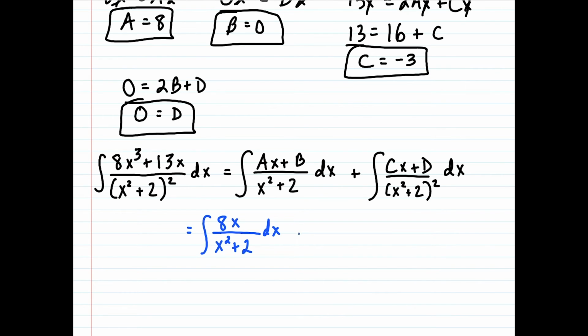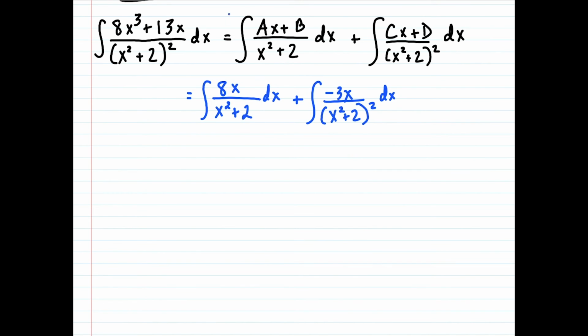dx. And then for the second fraction, now we have the integral of, and c is equal to -3, so we have -3x over x squared plus 2 squared. And one thing to point out, I know we have a plus d here, but d is equal to 0. So we're only going to have c is -3, so -3x plus 0 is just -3x. And don't forget to write these dx's, they are important.